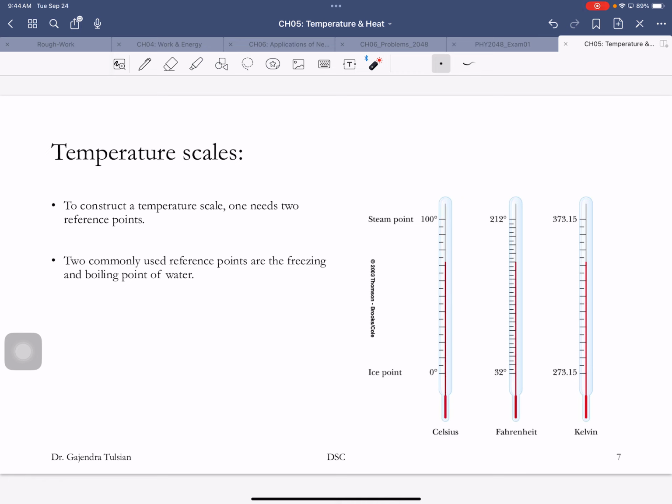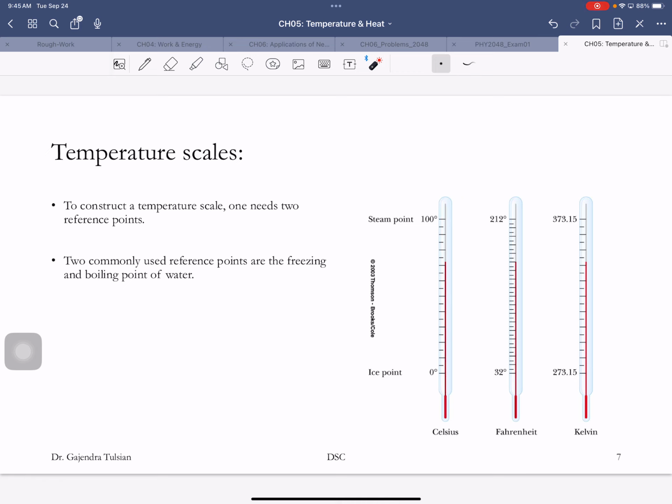So how many scales can you invent? To get a temperature scale, you call the freezing point of water one temperature, and the boiling point another. On the Celsius scale, they call this 0 degrees Celsius and that 100 degrees Celsius. On the Fahrenheit scale, the freezing point of water is 32 degrees Fahrenheit and the boiling point is 212 degrees Fahrenheit. We'll come to the Kelvin scale. On the Kelvin scale, they call this 273 Kelvin, and this 373 Kelvin.